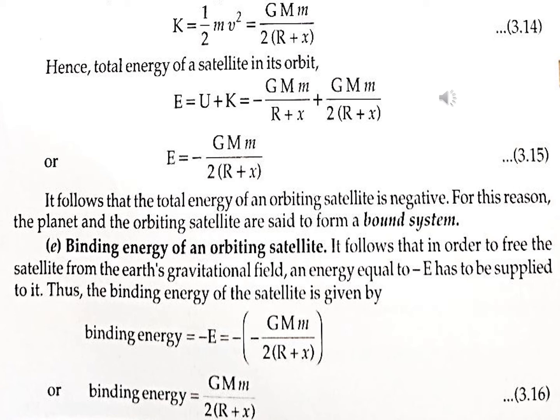Kinetic energy of the satellite is equal to half of m v square. Gravitational force is the product of the mass of Earth and mass of satellite divided by the distance square. So the kinetic energy is equal to G M m upon 2 times r plus x.